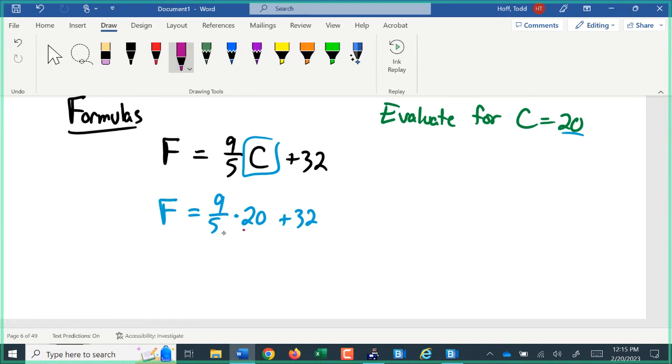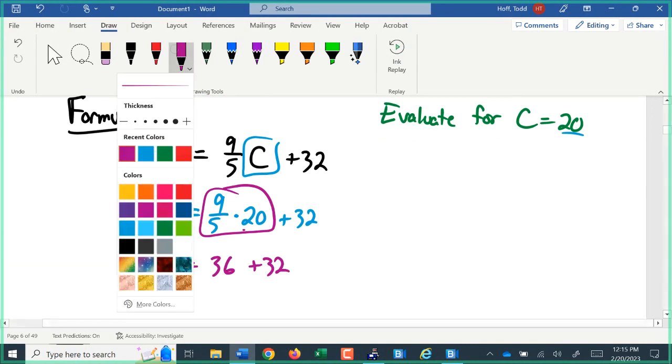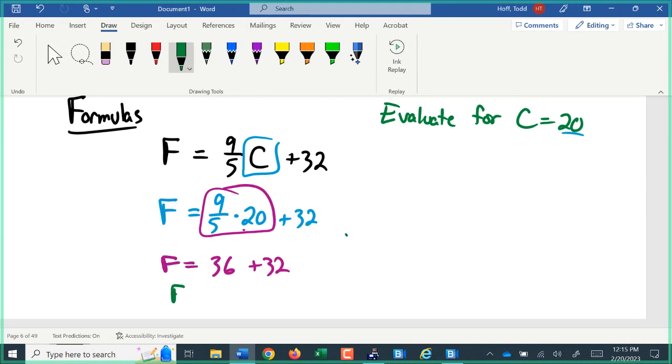So we would have to, the order of operations, 9/5 times 20 is 36. And then add 36 plus 32 is 68.